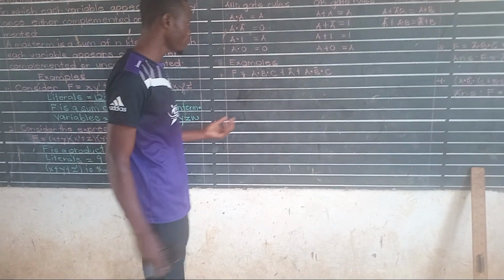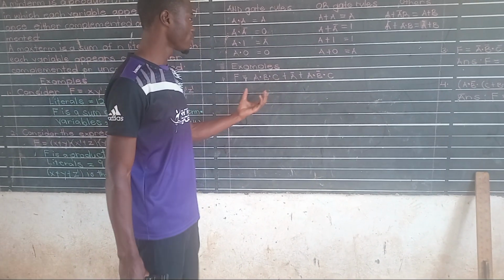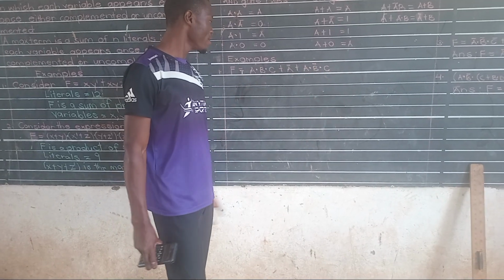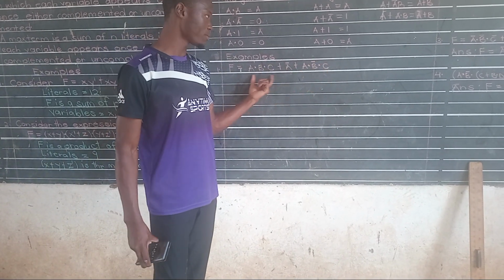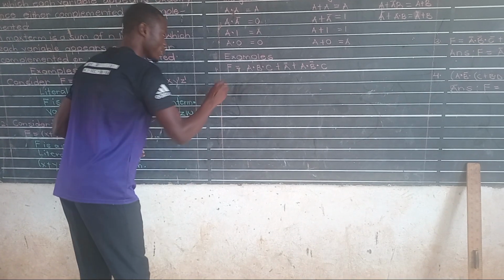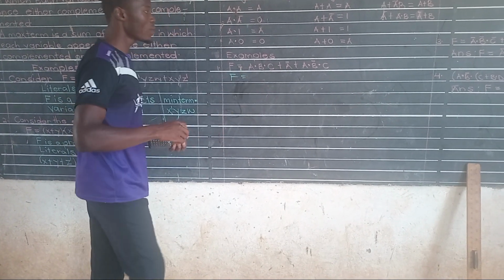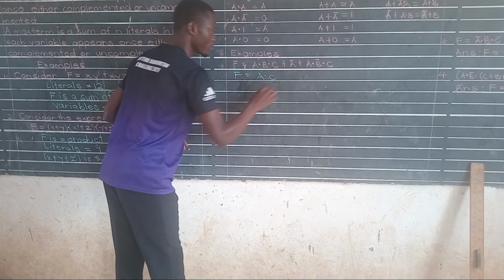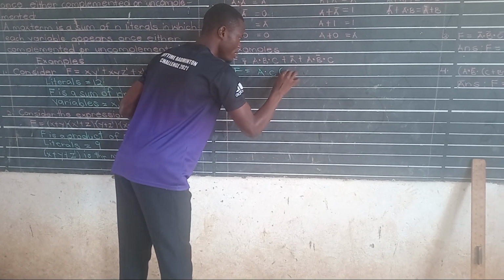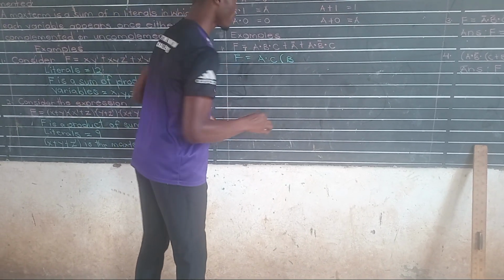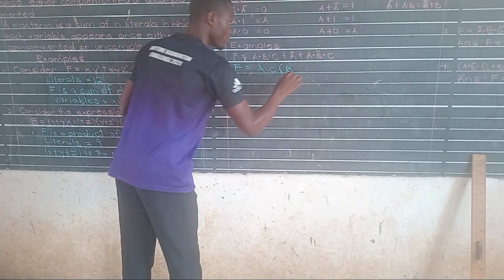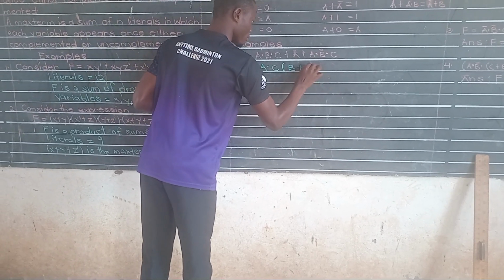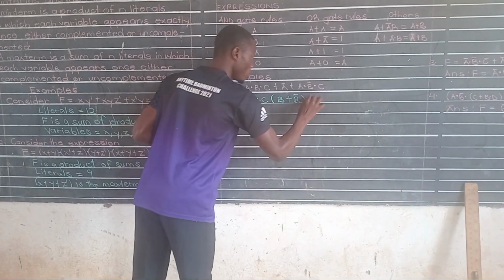Step number 1, I will have to factor out the commons. For example, here I'm having A B C, here I'm having A not B C, implying that A C are common to these terms. So I have to factor out AC. So I have AC into, here I remain with B, here what do I remain with? Not B, or not A.